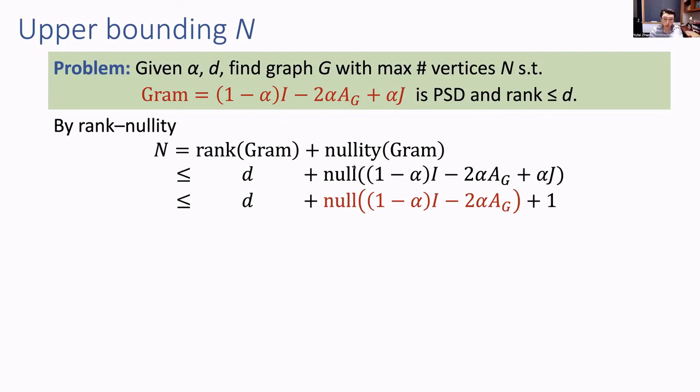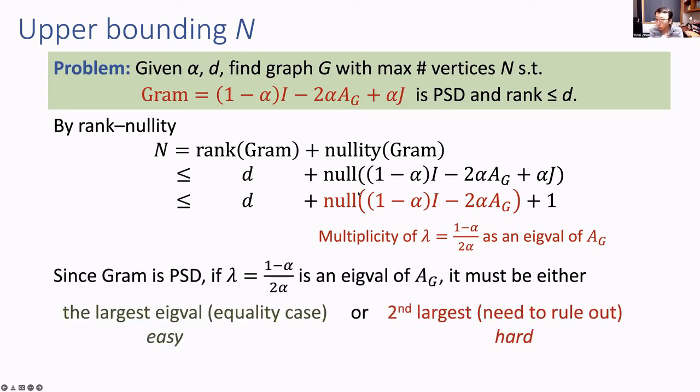Now this expression here, the nullity, is the multiplicity of lambda as an eigenvalue of the adjacency matrix of the graph. So this gives you this connection between equiangular lines and eigenvalue multiplicities. Now, since the matrix is PSD, it turns out that if lambda is an eigenvalue, then it must be either the largest eigenvalue or the second largest eigenvalue. There's a short argument here, but roughly speaking, we know that this is PSD. If you knew that this expression without J is PSD, then that would tell you that lambda has to be the largest eigenvalue. But adding J, a rank 1 matrix, shifts all the eigenvalues by at most 1. So lambda can be the first or the second largest eigenvalue.